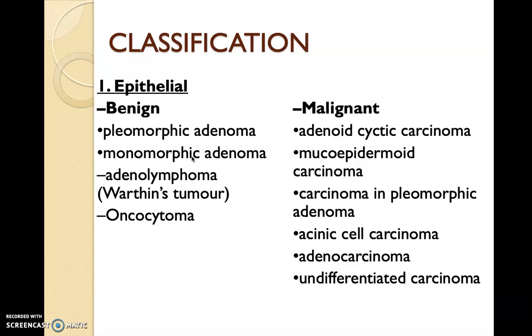At least the basic things. Okay, for example, in the epithelial group, we have benign ones that you have to know: pleomorphic adenoma, because it's very, very common. Okay, pleomorphic means multiple or various stroma, and monomorphic means just one. Okay, mono and pleo, you know it. So examples of monomorphic adenoma are Wharton's tumor and oncocytoma. For malignancy, you have to know adenoid cystic carcinoma. Okay, mucoepidermoid carcinoma is very important because that's the most common malignant one.